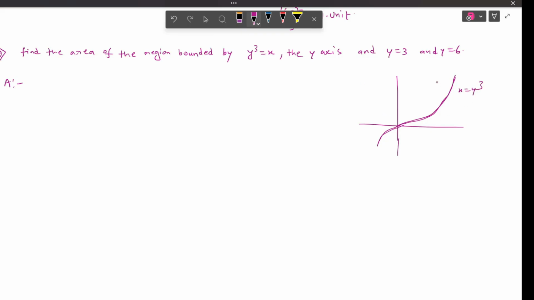Now we are given that we have to find the area bounded by this curve and the y equals to 3 line. Let us say this is our y equals to 3 line and y equals to 6 line, and the y axis. So we have to find this area bounded by the y axis, the y equals to 6 line, the y equals to 3 line, and the graph. That means we have to find this area.